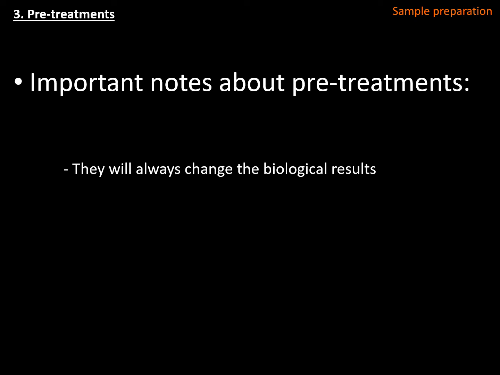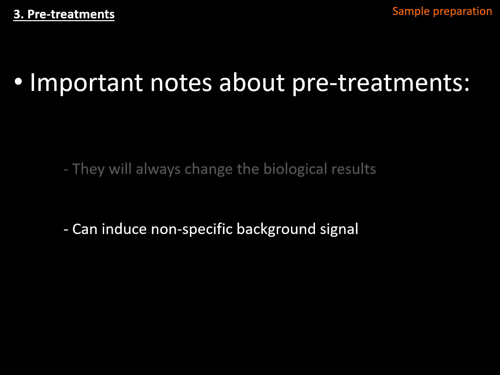Nonetheless, I would like to give some important notes about pre-treatments: they will always change the biological results because they are in general very harsh treatments to the tissues, and they can induce non-specific background signal as well. So this should be one of those aspects of immunohistochemistry preparation where experimentation, careful changing of the conditions, and careful observation of your tissue or cells should be on your mind all the time.